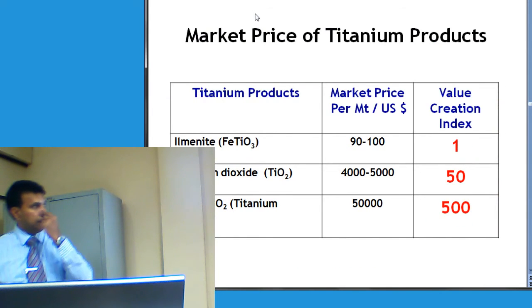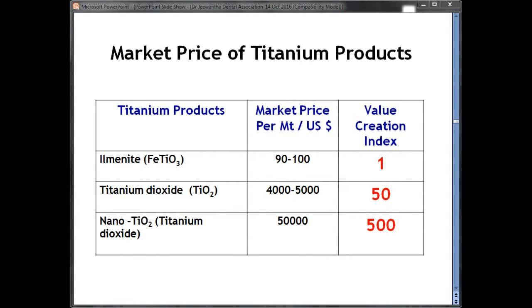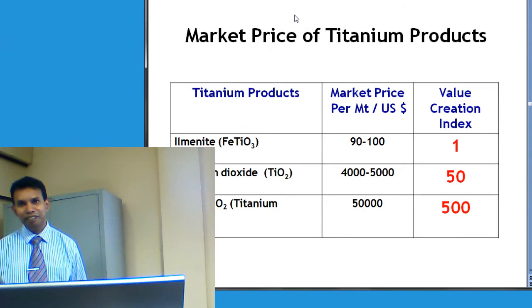then this is value addition, the business side of the story. If you sell the ilmenite as it is, at the current price it is 1 metric ton for $100. If you produce titanium dioxide, it's $5,000. If you produce nano titanium dioxide, $50,000 per metric ton. So basically, the country earns today 20 million US dollars by selling just raw sand. But if you convert those raw sand into titanium dioxide and nano titanium dioxide, we could have earned 500 million as net profit.